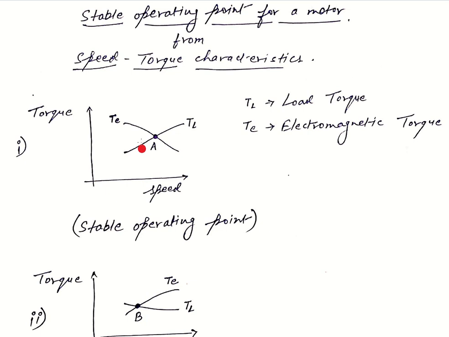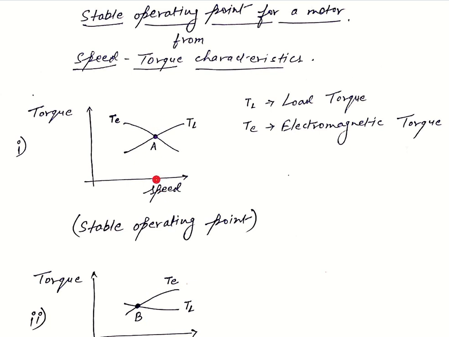So this is A. Point A is an operating point, and at this operating point, TE and TL both are equal at a particular speed. Let us say this speed is n naught.